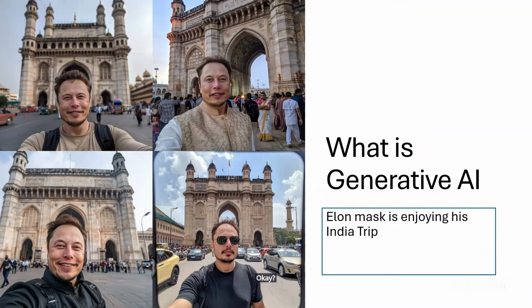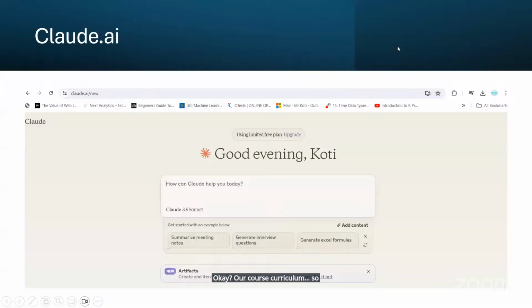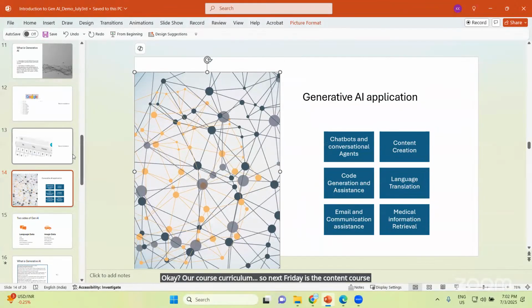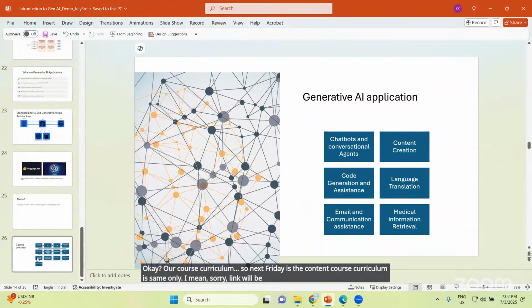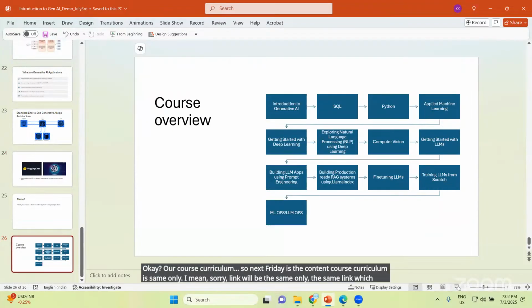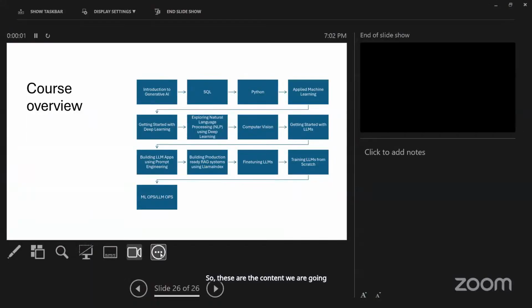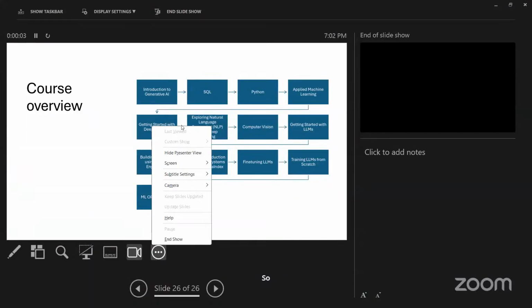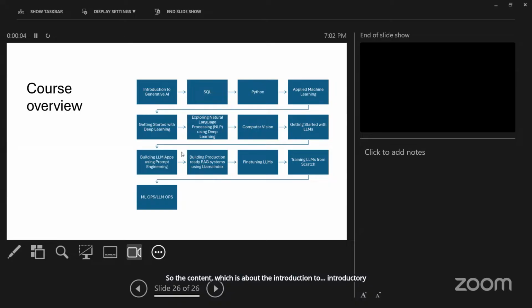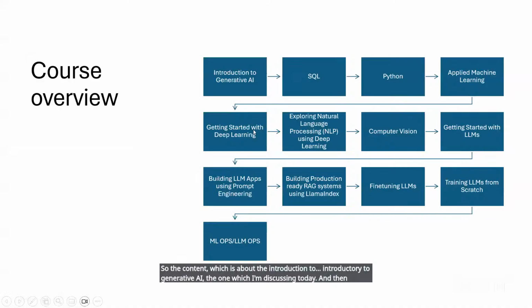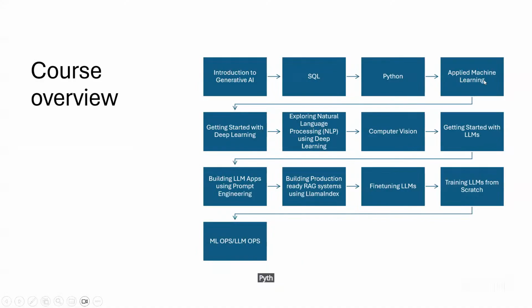Okay, the course curriculum. For the next 5 days, the link will be the same. The same link which you joined, you can go with that. So this is the content we are going to follow in the course: the introduction to generative AI, which we are discussing today, and then we will go with SQL, Python, and applied machine learning.